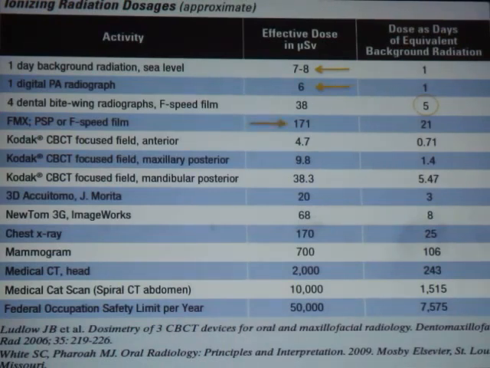So if we compare it to the 4 dental bite wings with the normal conventional speed films, it's about 5 days worth of background radiation. And if you do a full mouth X-ray, it's about 18 to 20 films, and that would be about 21 days of background radiation, 171 microsievert.